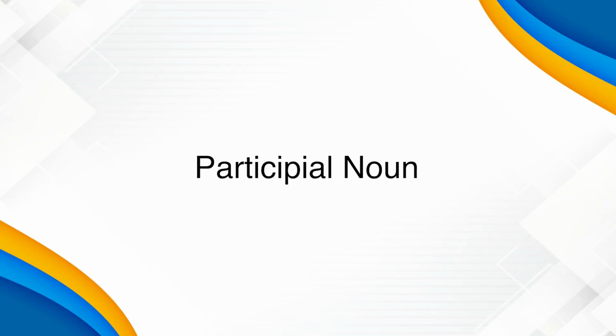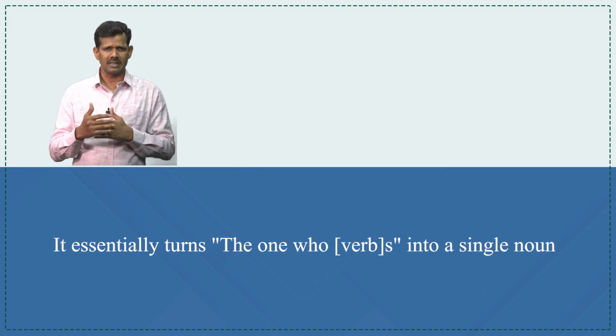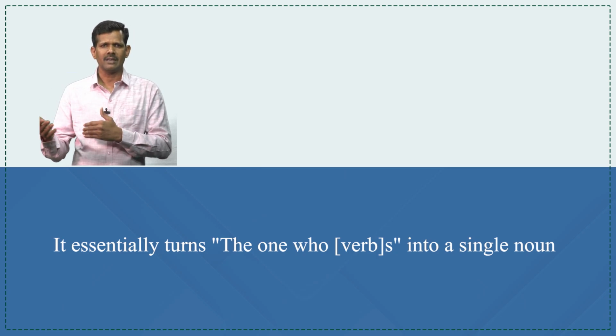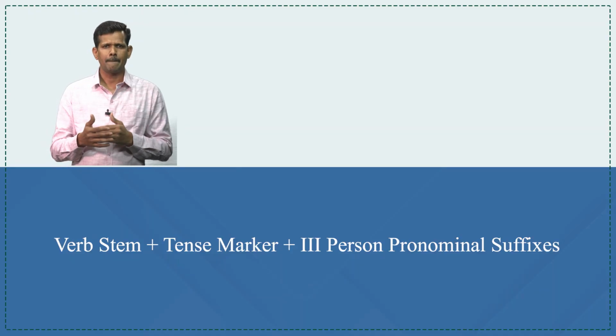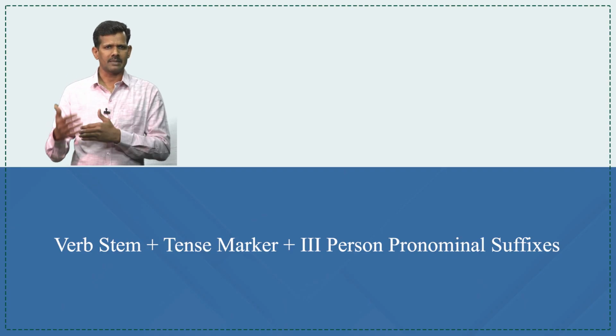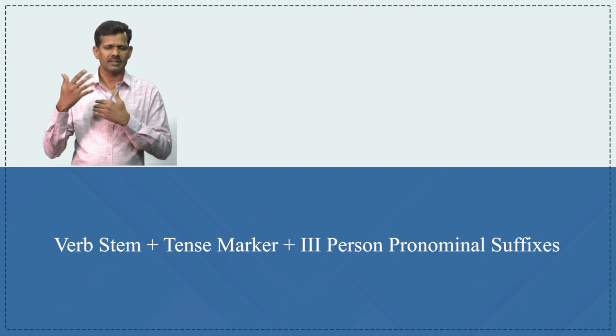Now, we will focus on participial noun. This is a unique feature of Tamil. The verb takes a suffix to represent the person who performed the action. It essentially turns the one who verbs into a single noun. The structure of participial noun is as follows: verb stem plus tense marker plus third person pronominal suffixes.